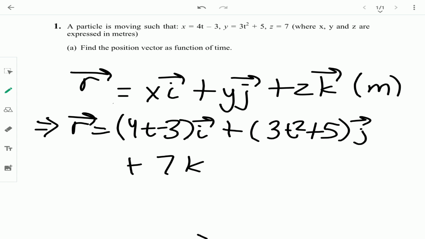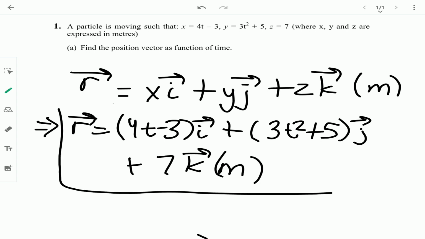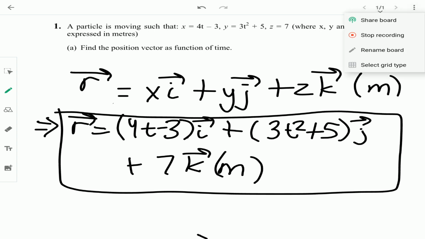And that's your first answer. So the position vector as a function of time is 4t minus 3 i plus 3t squared plus 5 j plus 7k, all of it in meters. So from part A, we got r equals 4t minus 3 i plus 3t squared plus 5 j plus 7k in meters. So what this shows us is at any time t that we substitute in the equation, we know the exact position of the object. So now part B is what is the initial position. So now I'm going to be giving you again a few seconds, solve it, and then we'll check together.